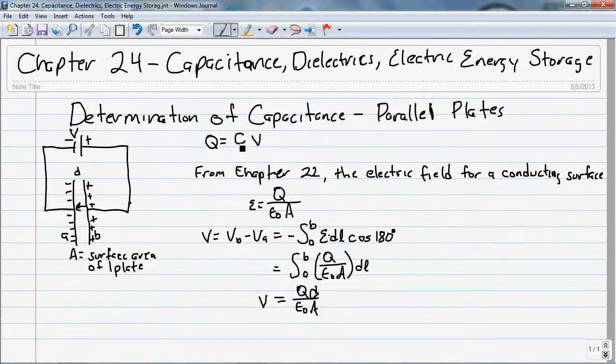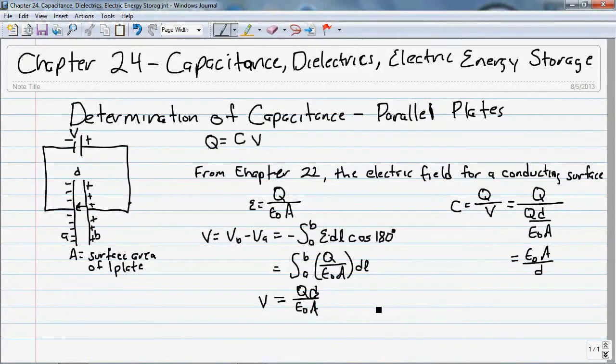Now let's solve our relationship for capacitance. So capacitance is equal to Q divided by the potential, and I can substitute. I know my potential here, and simplify, and I get epsilon naught A divided by D.